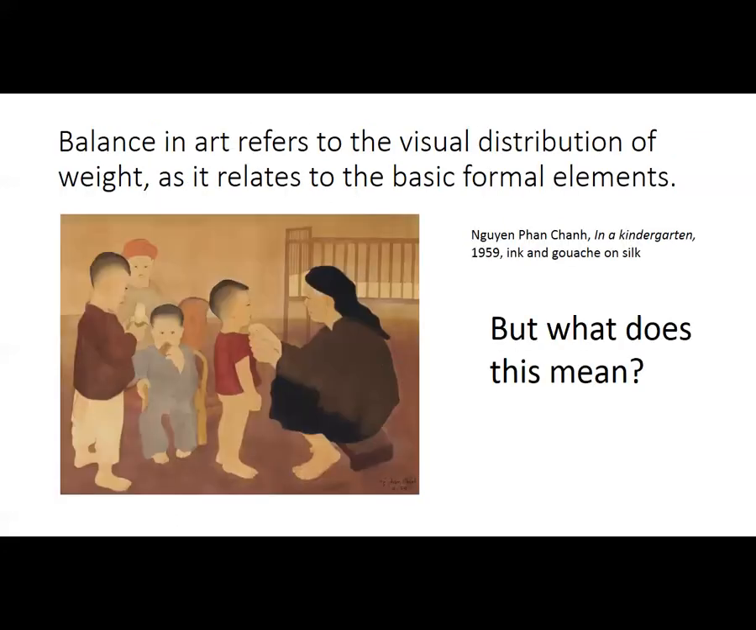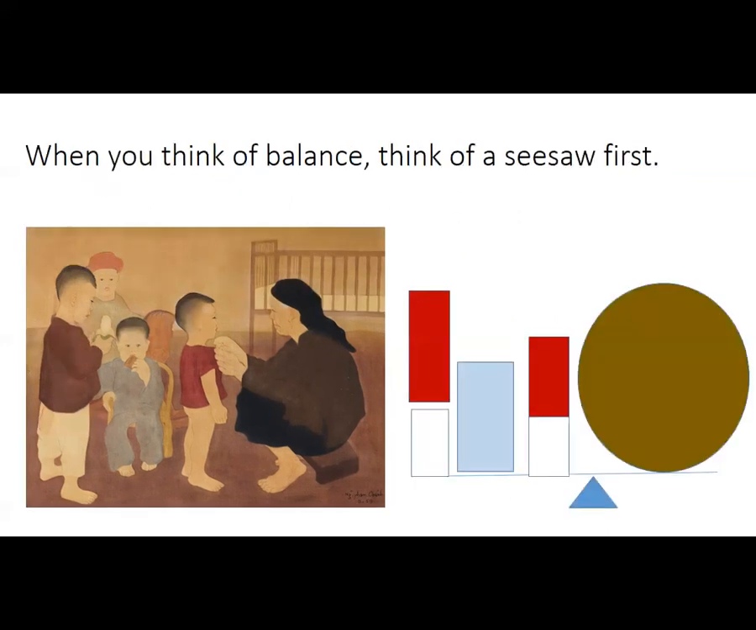Balance in art relates to the visual distribution of weight in terms of the basic formal elements. But that just sounds like womp, womp, womp. So what does that really mean? When you think of balance, think of a seesaw. I have a little seesaw right here, and here's a big heavy brown ball, and here are some smaller objects that, when placed on there, counterbalance it so that the balance is equal.